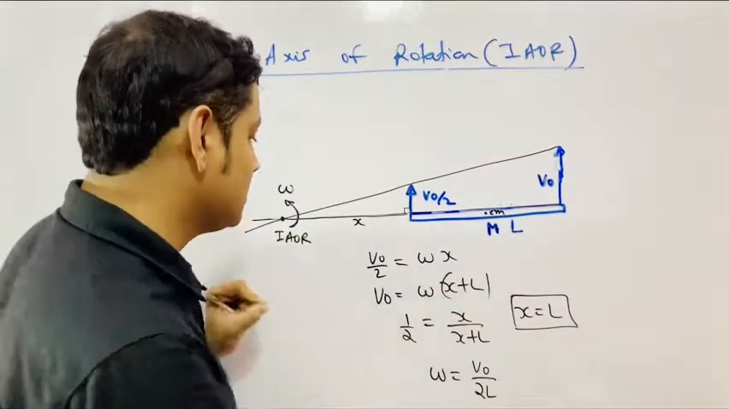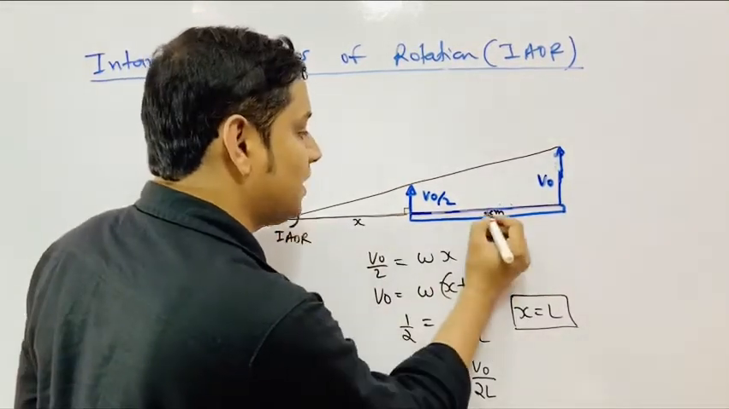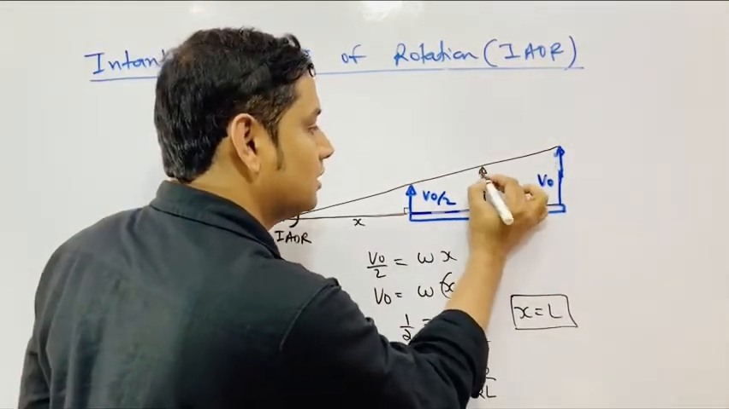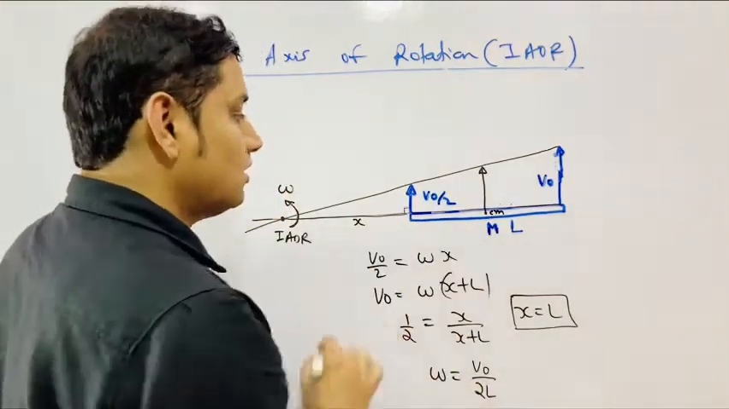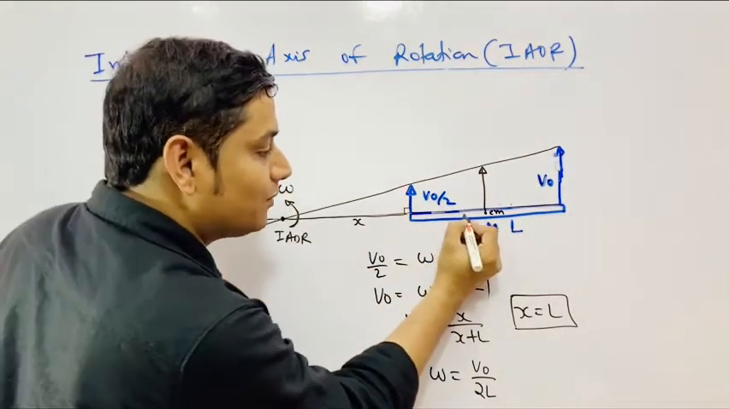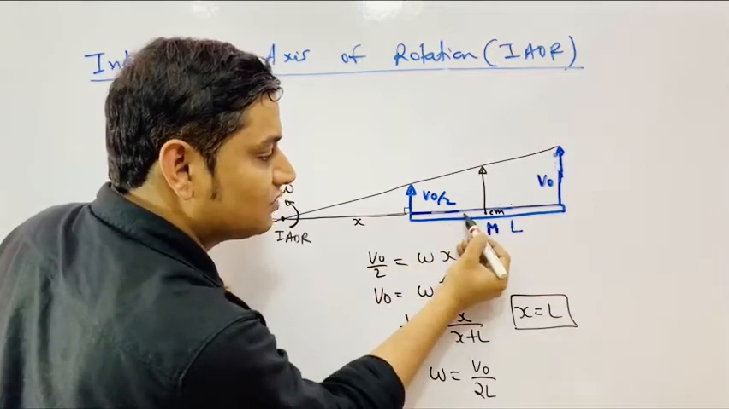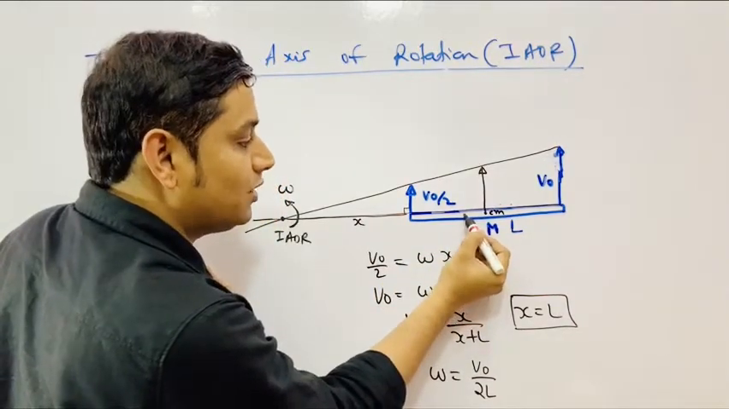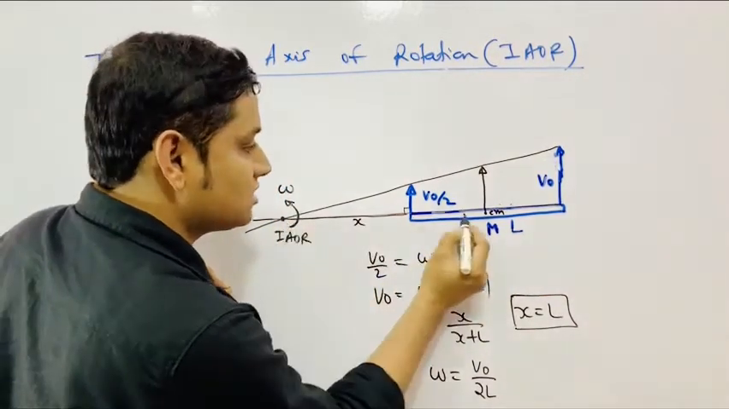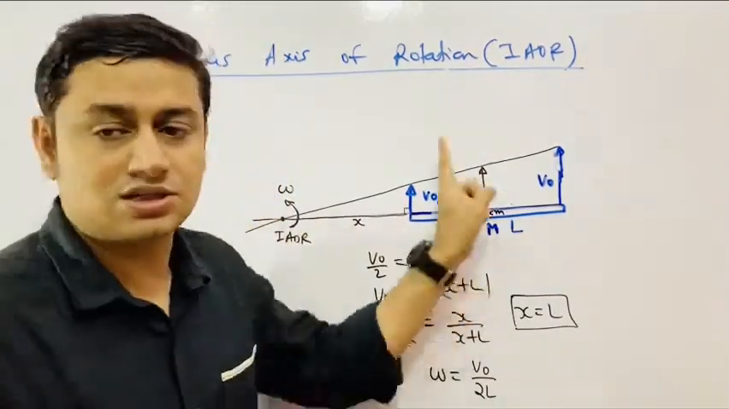Velocity of center of mass. What is the distance of the center of mass from this? Multiply it with what? Omega. So the speed of any point, if you want to get the velocity of this point, would be omega times the perpendicular distance of this point from the instantaneous axis.